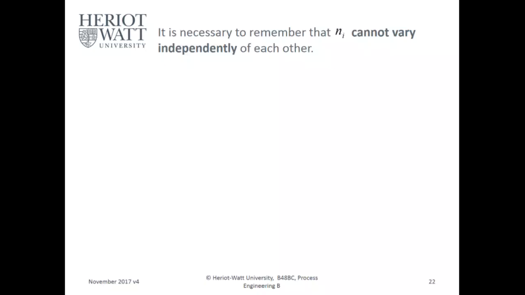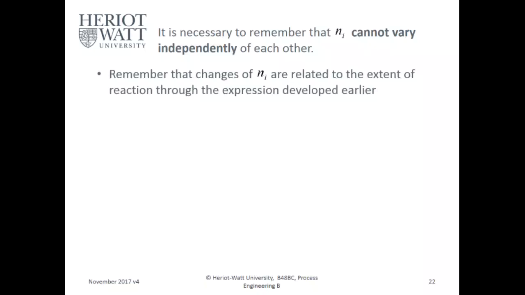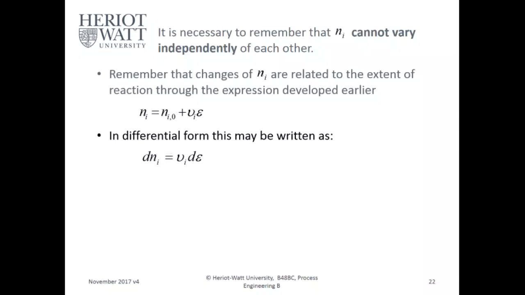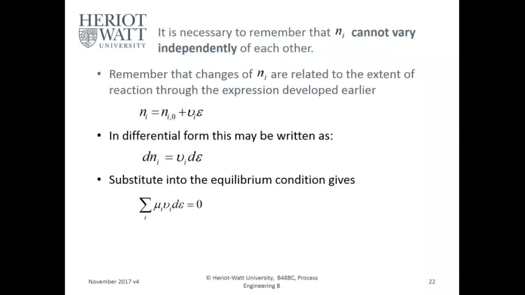So you can't change any one species without the rest changing. It's a stoichiometric balance. It just moves the equilibrium, so the rate is changed. Remember that the changes of Ni are related to the extent of a reaction through the expression developed earlier. So Ni equals Ni0 plus Vi epsilon. The differential form of this may be written as dNi equals Vi d epsilon. And substituting into the equilibrium conditions gives the sum of mu i Vi d epsilon equals 0.